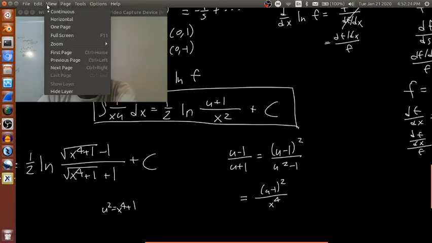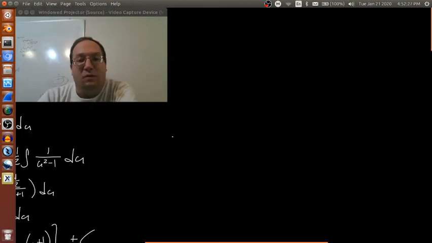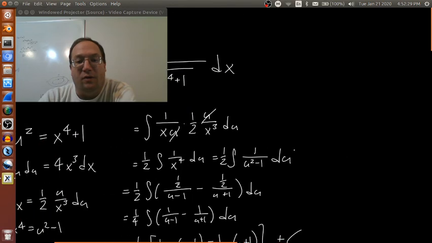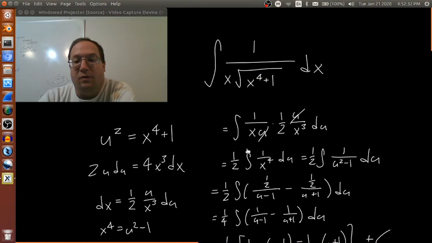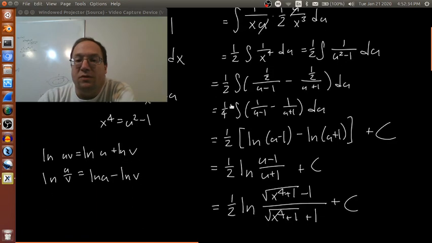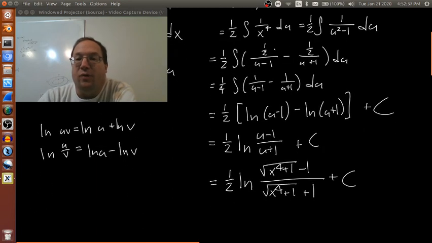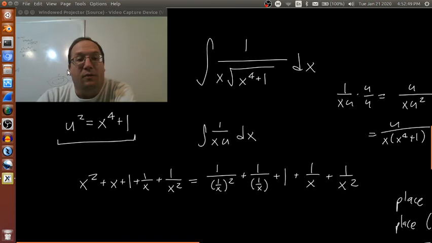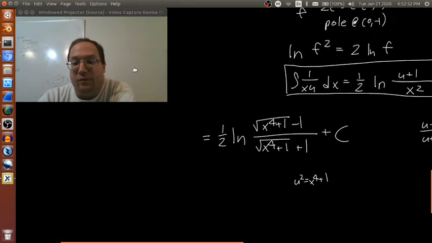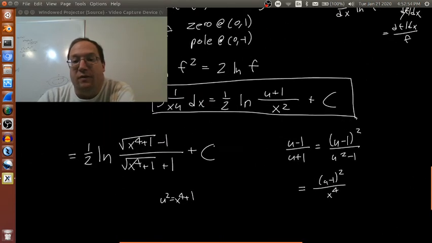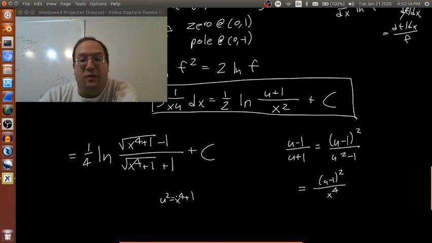Let's go back to the previous page. Was this all done correctly? Oh no! This is a 1/4 here. I pulled a 1/2 out here and it became a 1/4 that I proceeded to drop. This is 1/4. This is 1/4. This is 1/4. Where are we here? This is 1/4.